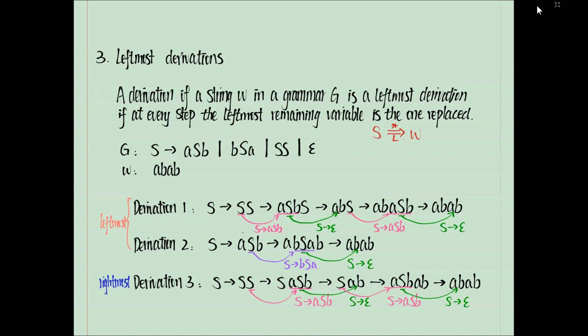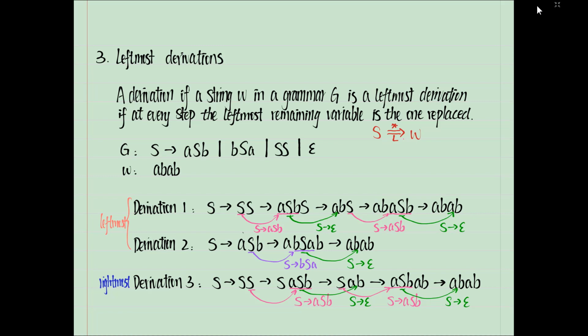Let's see the first one. From S, I apply the rule S to SS as the first step. And then I expand the leftmost S, which is the first S in SS. And I apply the rule S to ASB. Now we have a string ASBS. We have two S's in this string. The next rule, S to epsilon, is applied on the first S, the leftmost S.